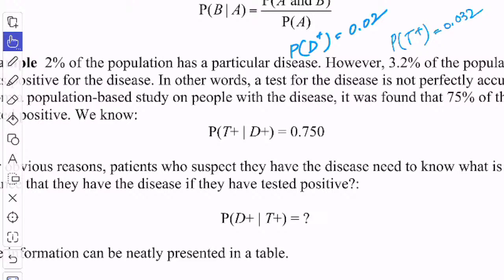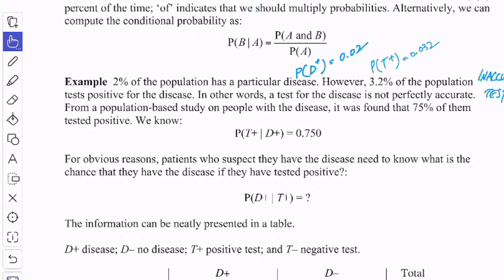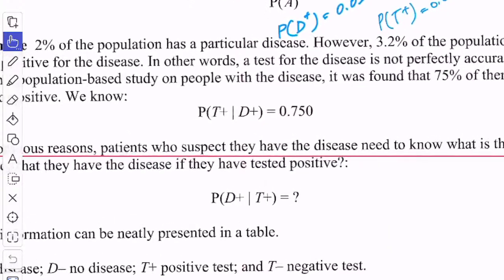So the question is, what is 3.2? 3.2% test positive. So that is the probability of a positive test. And then we know that even looking at a group of people with the disease, the chance of a positive test is 0.75, or 75%. So there are going to be people getting a negative result, a false negative, even though they actually have the disease. So what I really want to know when I go and test for a disease is, what's the chance that I actually have the disease if I have a positive test? This is what I really want to know.